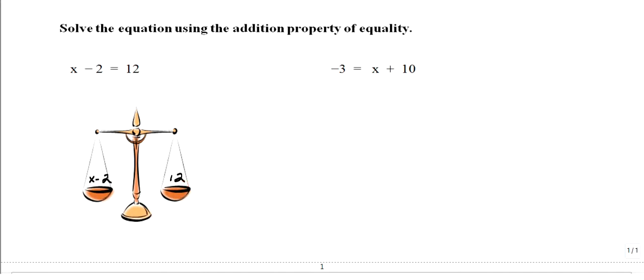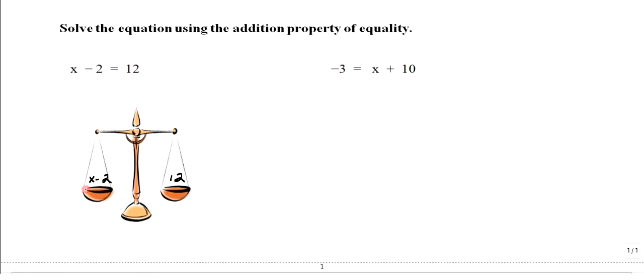And if we're trying to solve the equation, we're trying to figure out what value of x will make this side equal to 12. Now, for an equation like this, you don't have to be Einstein to figure out that, well, x must be 14 because 14 minus 2 is equal to 12. So this would make this side equal to that side.